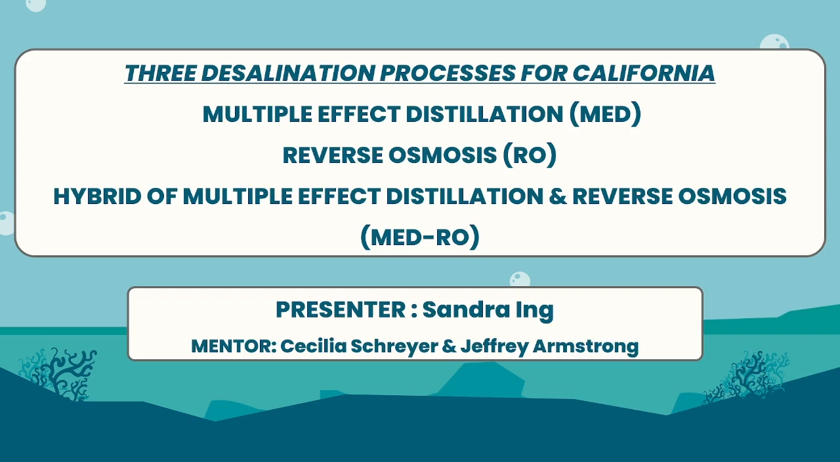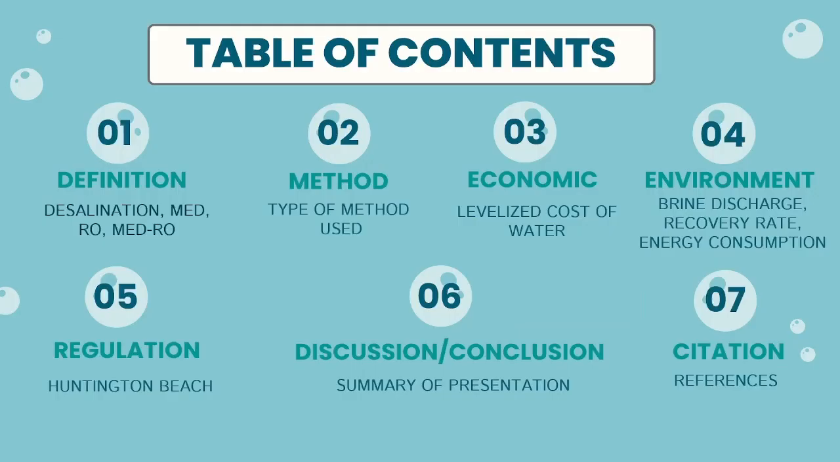So for my topic today, I'll be talking about the desalination process. Particularly, I'll be talking about the compatibility of three desalination processes in California, which include multiple effects distillation, MED, reverse osmosis, RO, and a hybrid of multiple effects distillation and reverse osmosis, MED-RO. For the overview of my presentation, I'll be going through the definitions of the terms that I mentioned before, along with the methods that I have used for my presentation, and the factors that I include in my comparison, which include economics, environment, and regulation. I'll also be discussing the interpretations of the data that I have found.